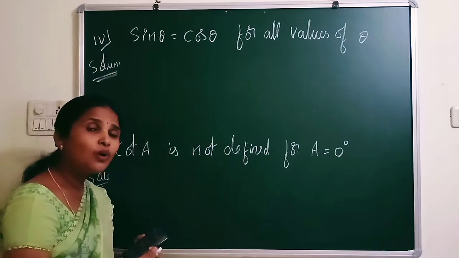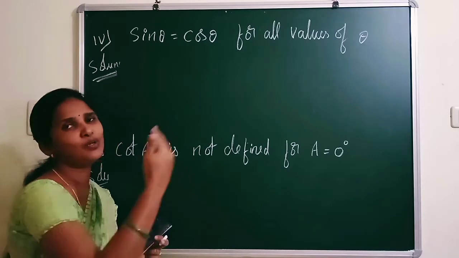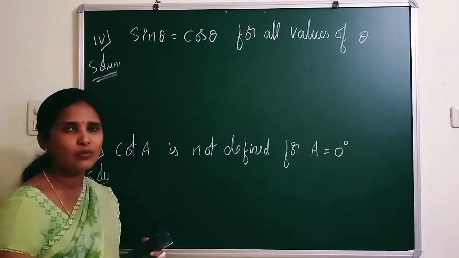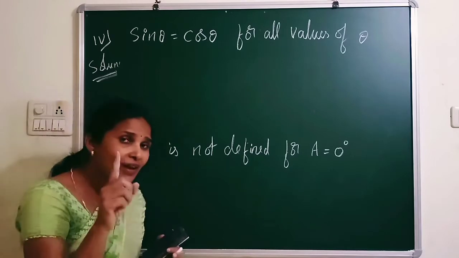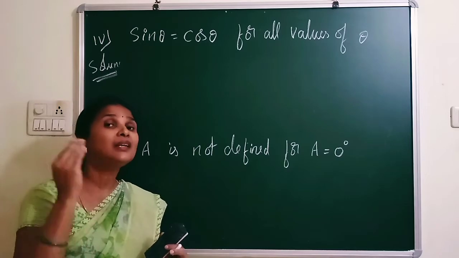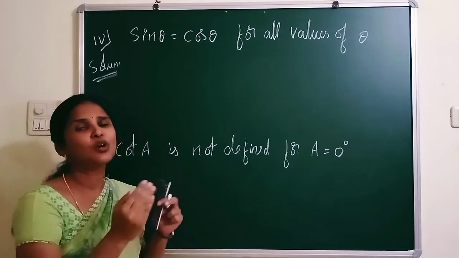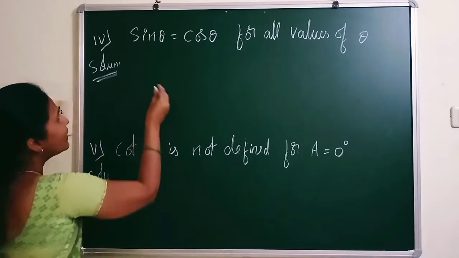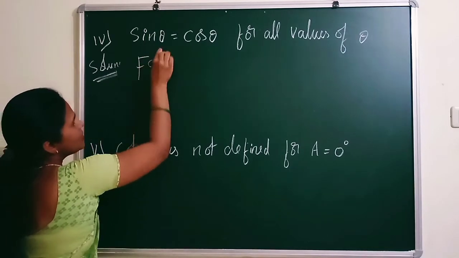But cos value, what happens? It is decreasing from 1 to 0. From this we can tell that sin and cos values are not equal for all values. But for only one value they are equal. Which value? It is theta equal to 45 degree. When theta is 45 degree, the sin and cos values are both the same. The answer is false. Why is it false?